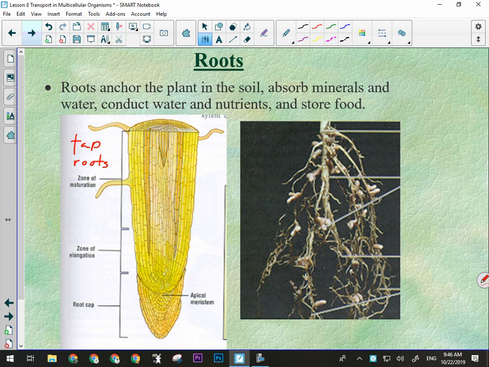So two types of root systems, taproots and fibrous roots. They have their advantages and their disadvantages. There's not really one that's better than the other. It's just based on conditions. Which one do you suppose a cactus has?